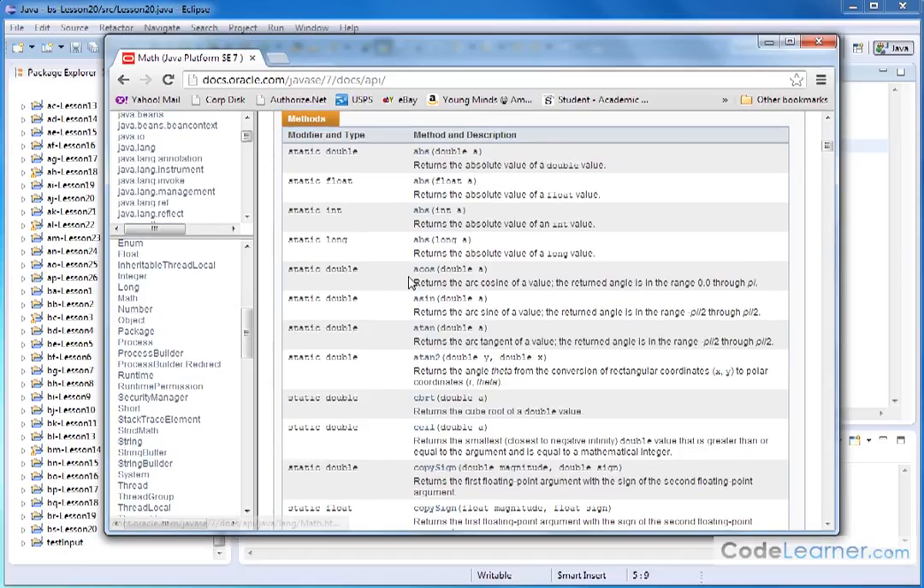So in terms of cosine, the acos is the arc cosine, returns the arc cosine of a value. The returned angle is in the range between 0 and pi. So it's telling you a couple of different things. It's telling you that the method name is called acos. That's frequently what is printed on calculators. Sometimes you'll see it with cosine and a little -1 in there to indicate that it's the inverse. Sometimes it has an arc cosine or an acos. So this is pretty standard terminology.